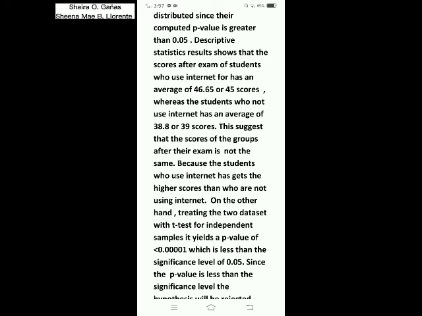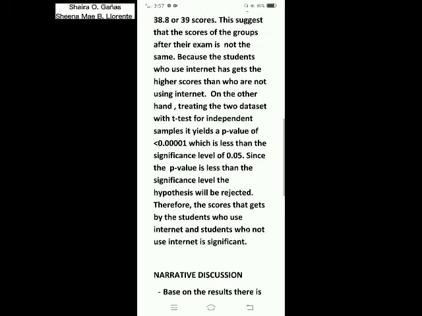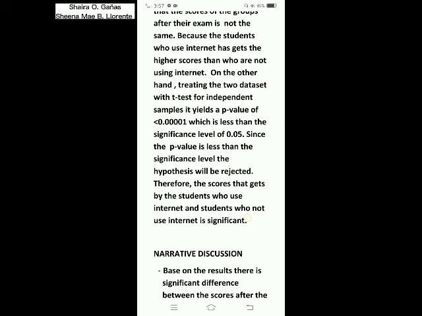On the other hand, treating the two datasets with t-tests for independent samples, it yields a p-value of less than 0.0001, which is less than the significance level of 0.05. Since the p-value is less than the significance level, the hypothesis will be rejected. Therefore, the scores that get by the students who use internet and students who not use internet is significant.